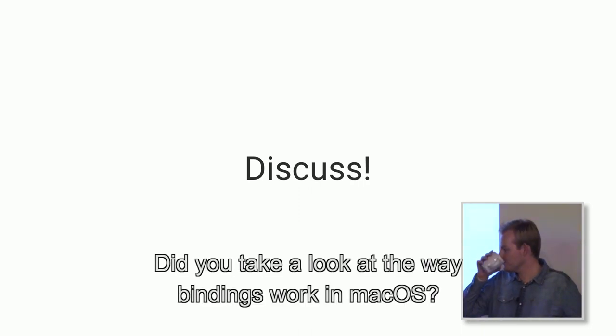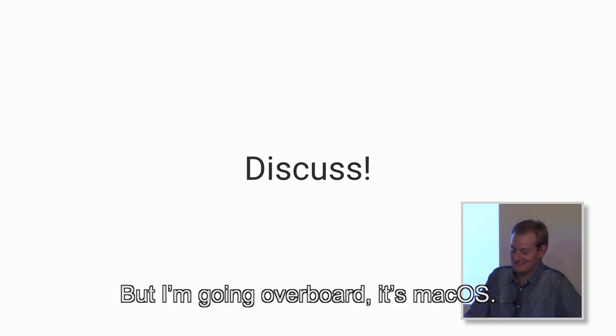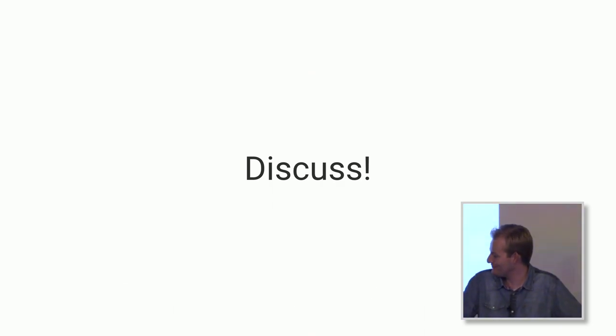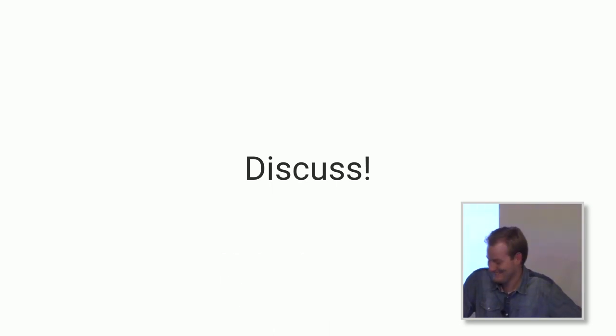Did you take a look at the way bindings work in macOS? Nope. Is it something I should look at? You might be interested. But it's from before, it's macOS. And it's from before Swift 4, right? So it's untyped probably. It's in a language called Objective-C. I don't know that. Yeah, it's more similar.